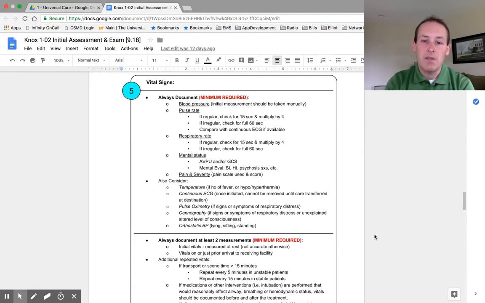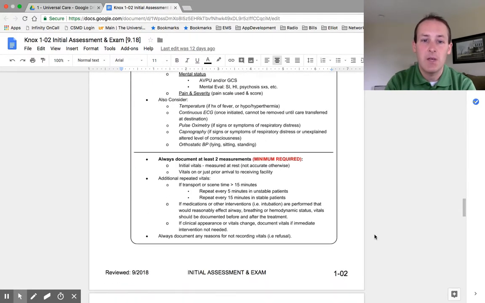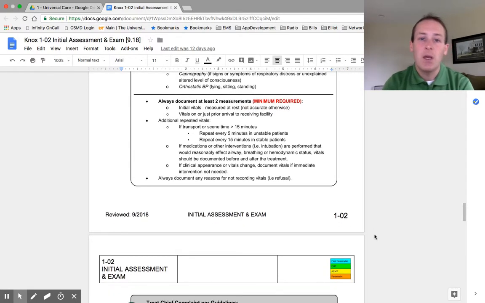And then obviously, depending on the patient situation, you're going to use other potential vital sign and assessment markers. And we'll get into some of those with some of the other guidelines. One thing is documenting. Always, we request 2 measurements be documented: your initial or baseline vital signs, and then at least one prior to the transfer of care to another individual or another receiving facility.